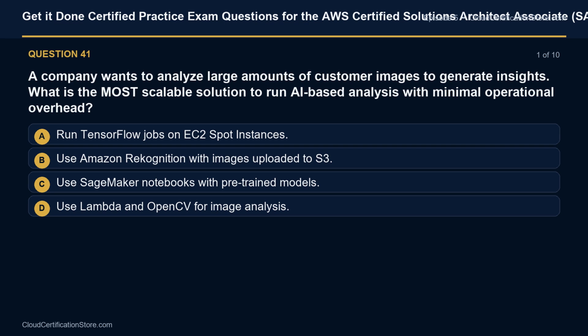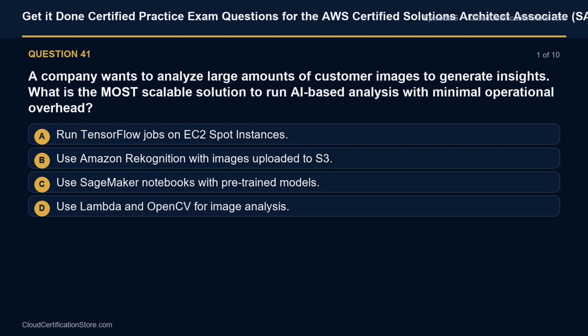Question 41. A company wants to analyze large amounts of customer images to generate insights. What is the most scalable solution to run AI-based analysis with minimal operational overhead? Option A. Run TensorFlow jobs on EC2 spot instances. Option B. Use Amazon Rekognition with images uploaded to S3.